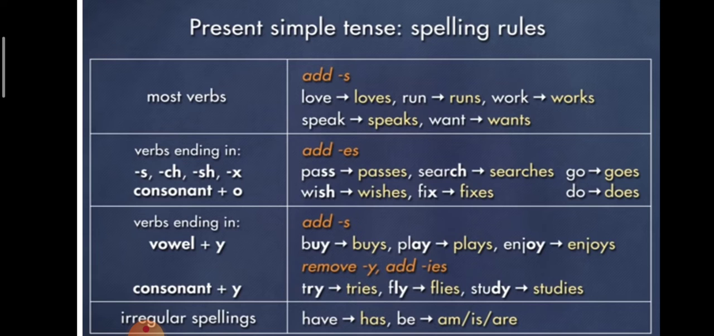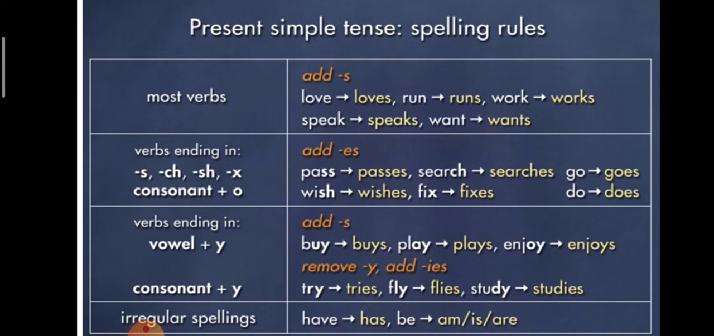Second one, I told you earlier: if the verb ends with the sounds s, ch, sh, z, x, you have to add es to it. And if the verb ends with o, you have to add es to it. Okay, do, does; pass, passes; search, searches; go, goes; wish, wishes; fix, fixes.